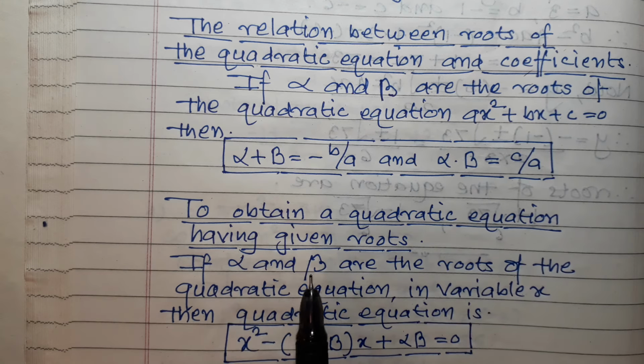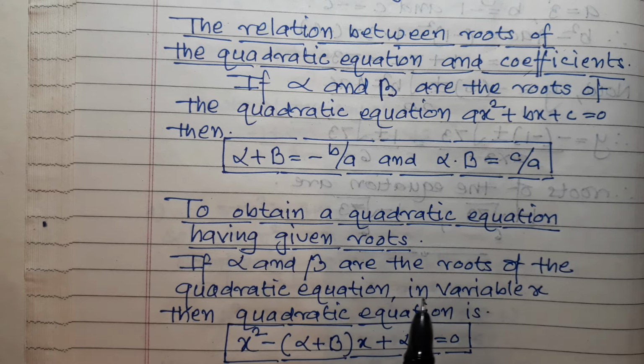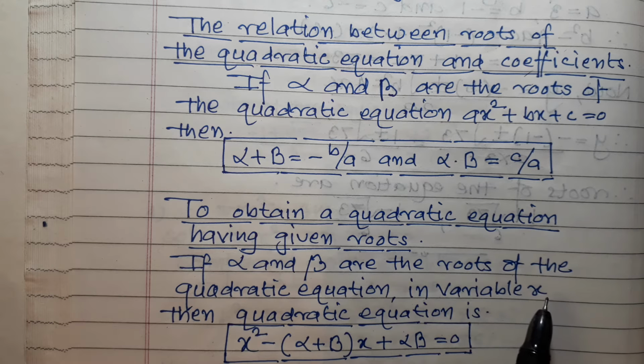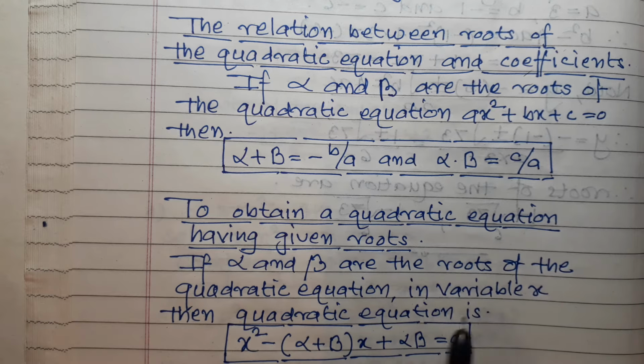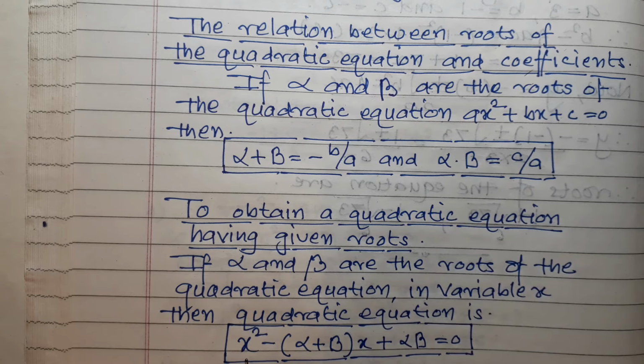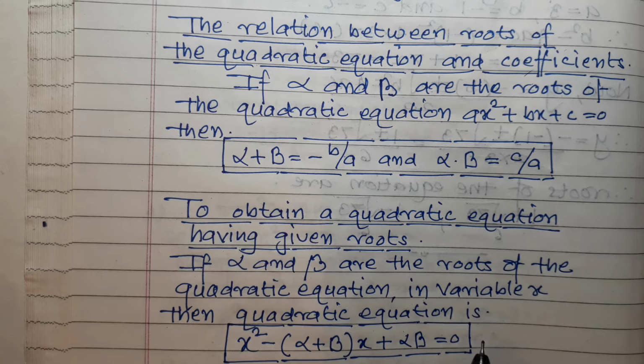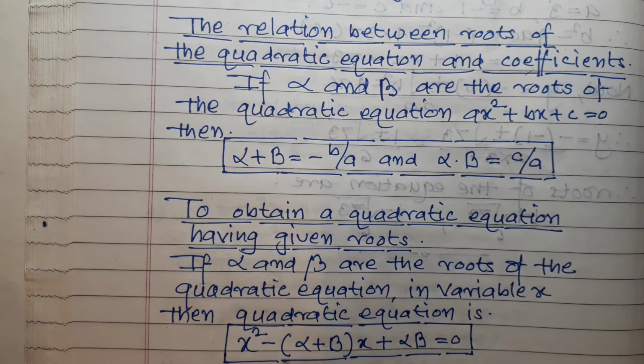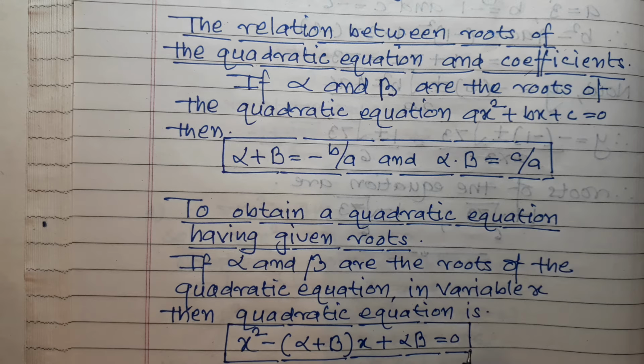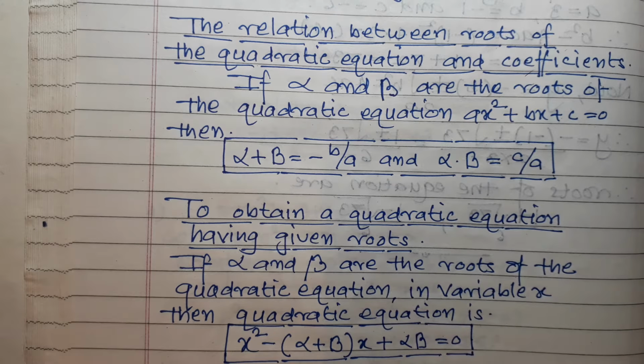If alpha and beta are the roots of the quadratic equation in variable x, then the quadratic equation is x square minus (alpha plus beta) x plus alpha into beta is equal to 0. This is the quadratic equation if alpha and beta are given.